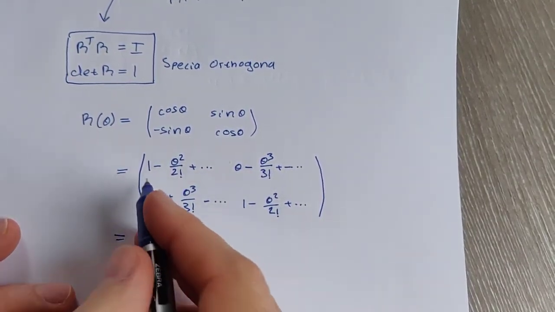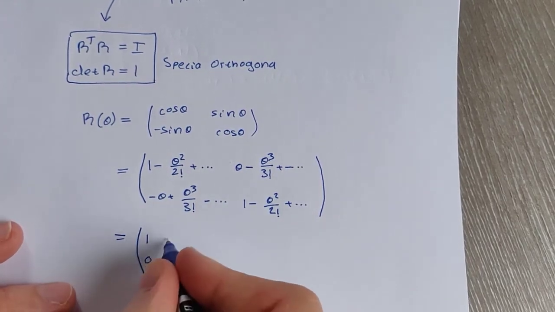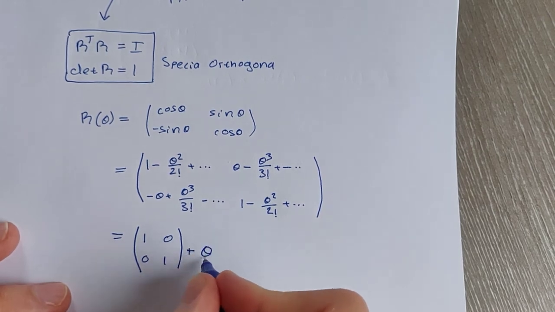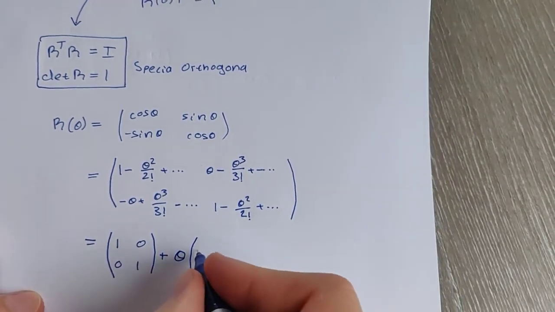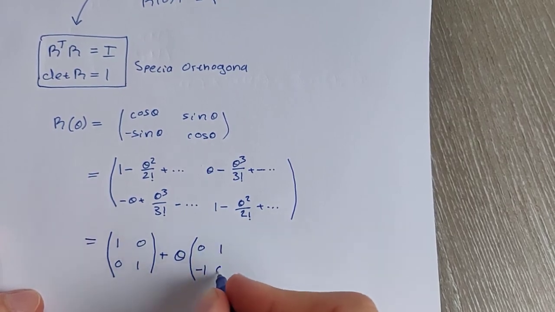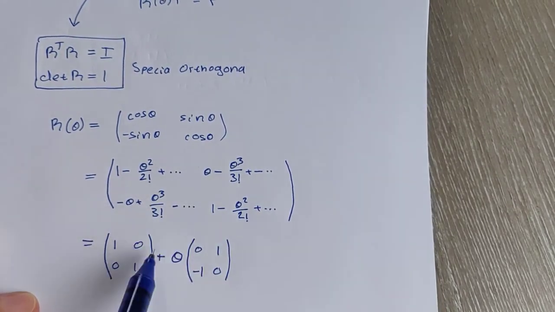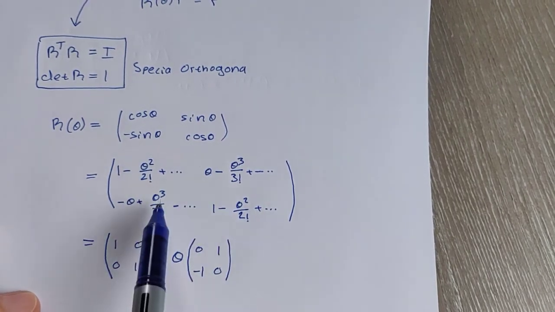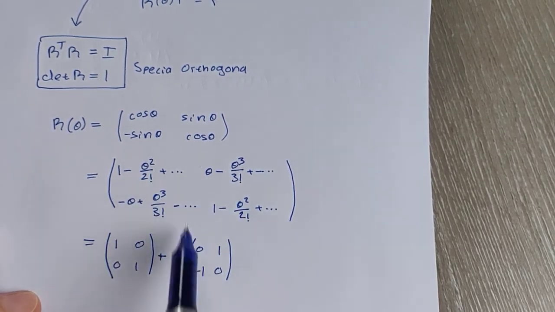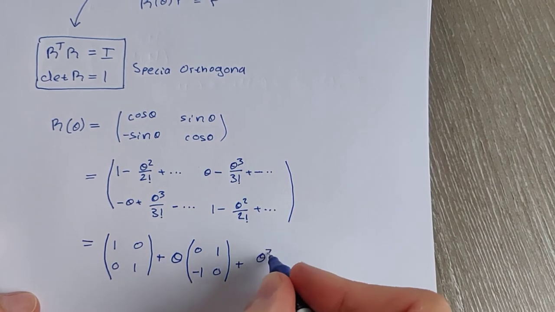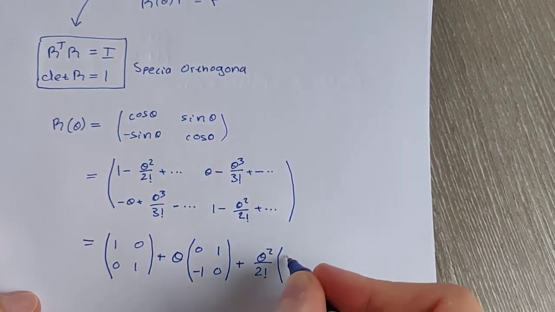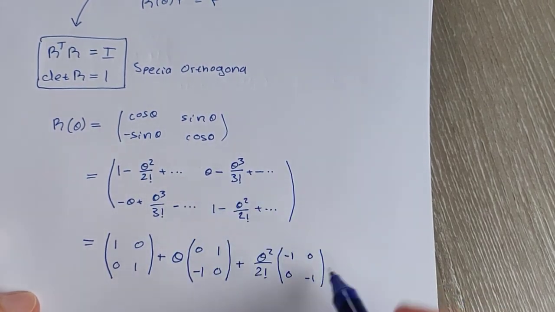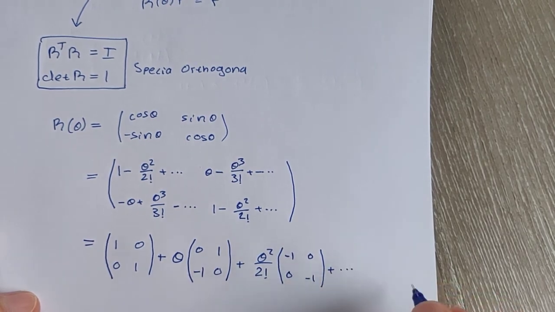Okay, so first you factor out theta to the 0, which is just 1, so the identity, 1, 0, 0, 1, plus theta times 0, minus 1, 1, 0. You can see this because we have no factor of theta to the 1 in the cosines, only in the sines, and so those are 0. Then you have theta squared over 2 factorial times minus 1, 0, 0, minus 1. This is just taken from the cos. And you keep on doing this for higher orders of theta.